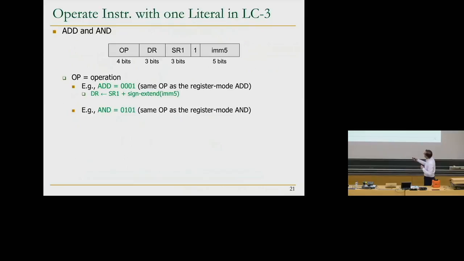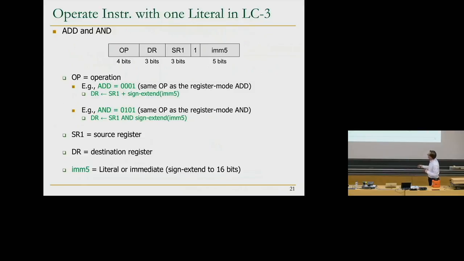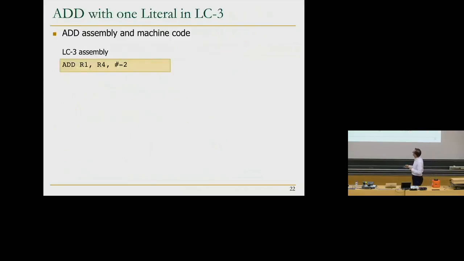So AND is different, AND is bitwise. You basically do source register 1 and sign extended immediate 5. So basically you take the immediate and you sign extend it. So this is not, again, as I said, LC3B, all values are 2's complement. This is taken as a signed thing and then you sign extend it. Okay, you can study these in your reading. And clearly this is the source register, this is the destination register, and you have, I already said this basically. You need to sign extend this literal or immediate to 16 bits.